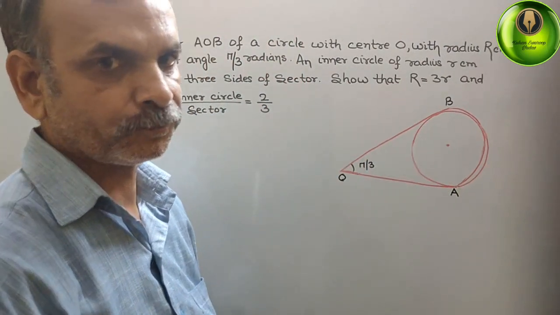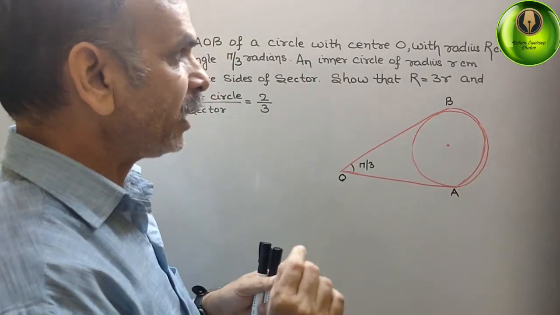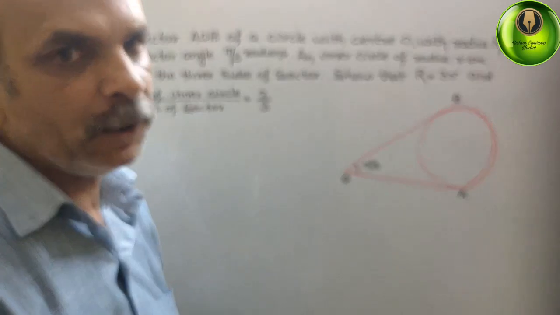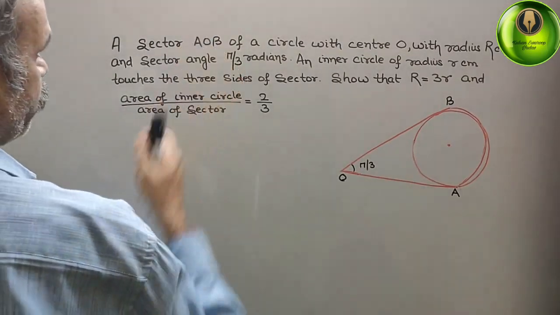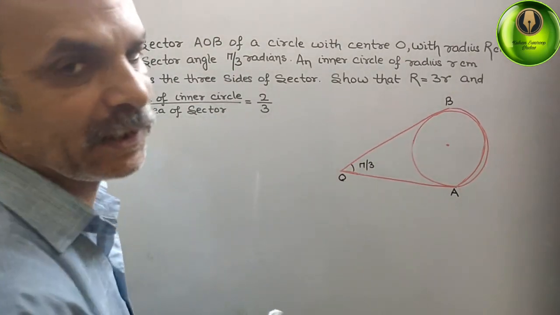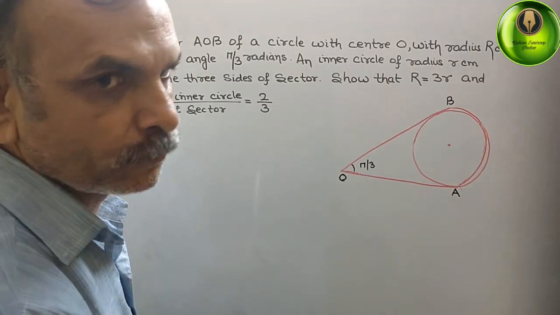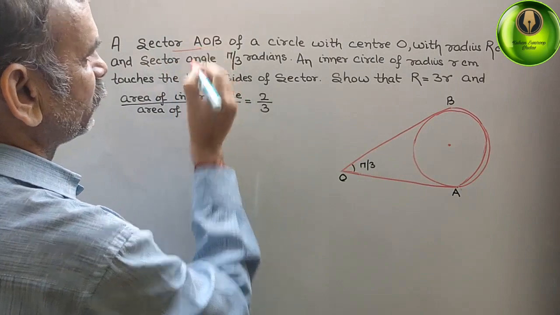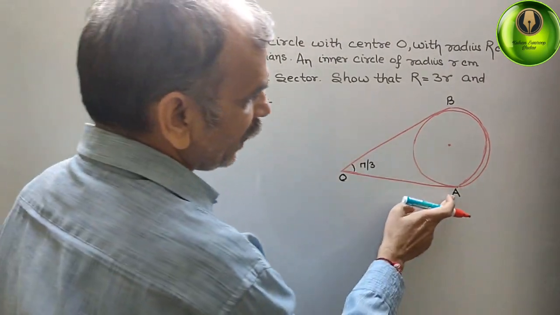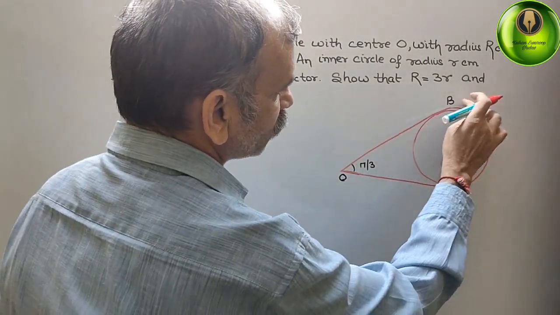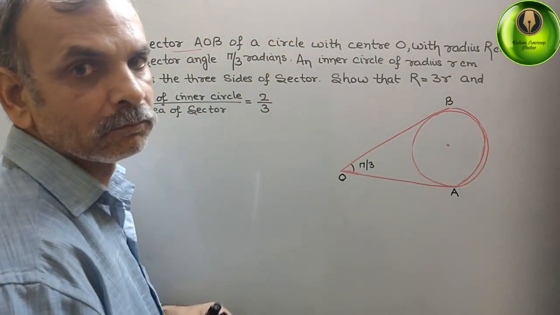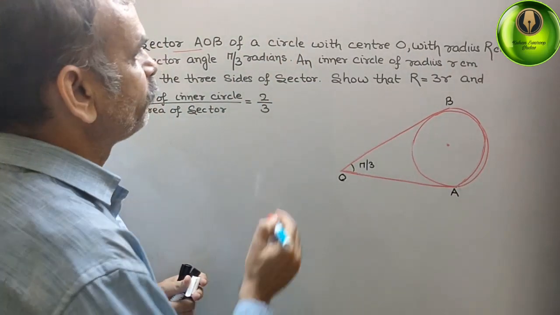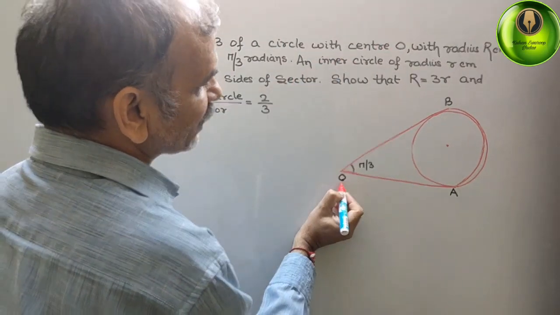diagram. So what they have told, we will write that only. They have told a sector AOB of a circle with center O. So this is your sector AOB, the outer one. So that is the sector with center O. This is the center.